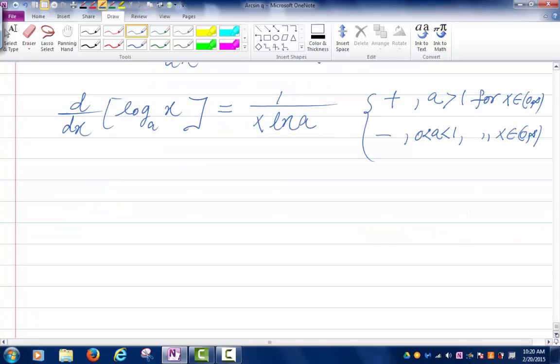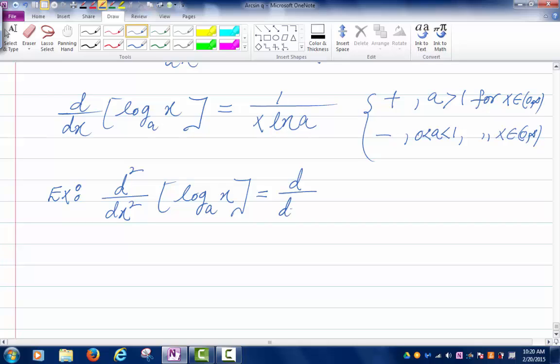And I want to write down an exercise for you, and you should do it. What's the second derivative? Well, the second derivative would be the derivative of the derivative, right? And the derivative is what? 1 over x ln of a.